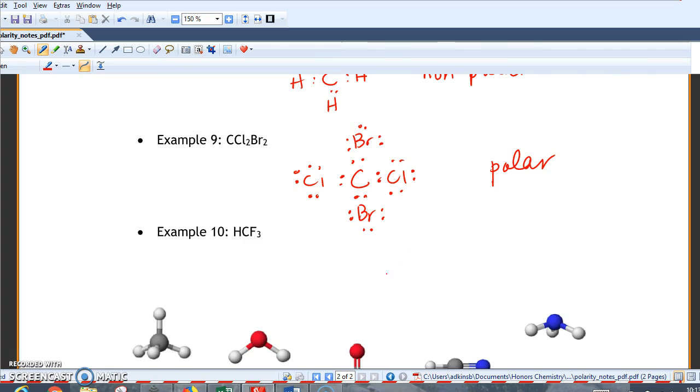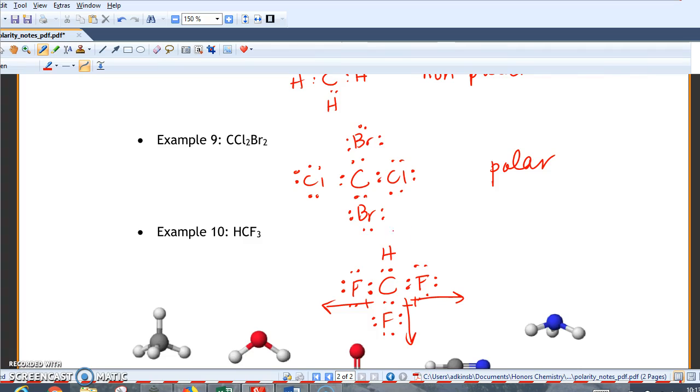Example 10 is another one. We've got carbon, and now we have 3 fluorines. A lot of lone pairs to draw in. And then we have this little hydrogen sitting up here. All right, so if I think about this, fluorine versus carbon, the fluorines are going to pull electrons more to itself. Now, it's certainly difficult to see in 2D, but if you can get your hands on a tetrahedral molecular model set, you can really see.